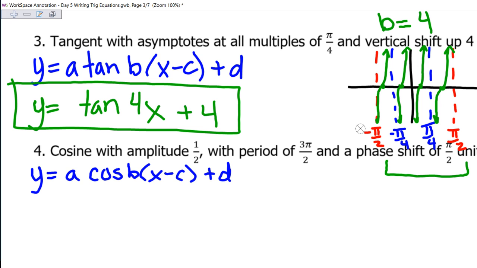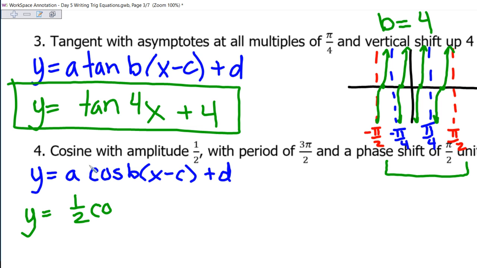the a value. What do they tell us about the a value? Yeah, the amplitude is now 1/2. Did it reflect over the x-axis? No, so it needs to be a positive 1/2.